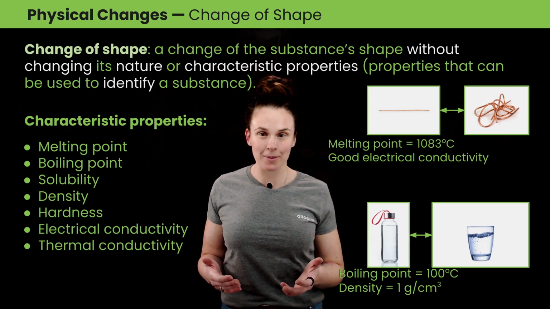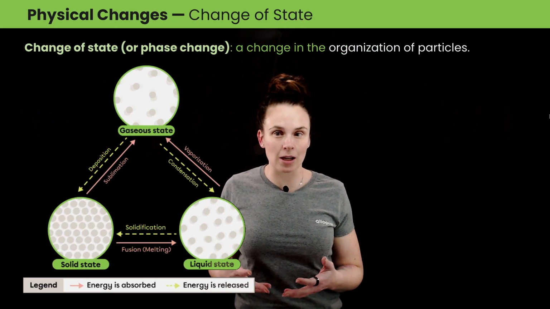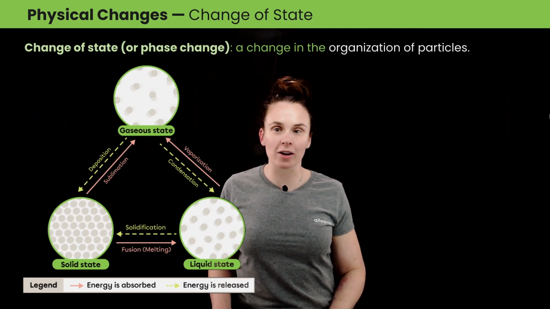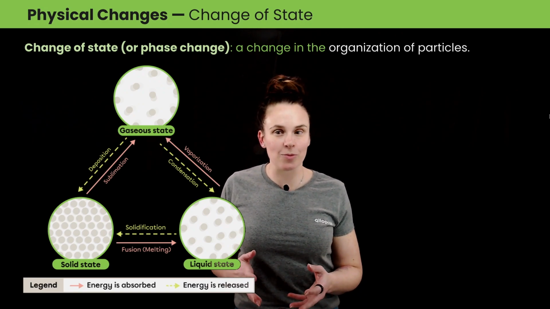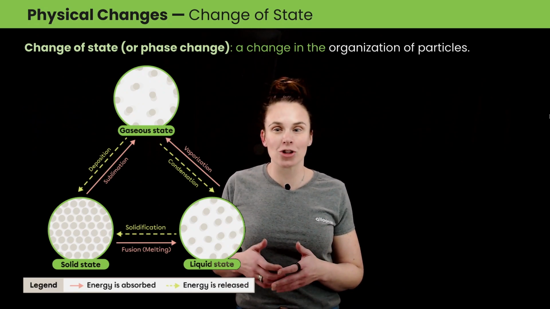It just changes shape. Our second physical change is change of state, or phase change. And that is a change in the organization of particles. So we have 3 states of matter: solid, liquid, and gas. And there are 6 phase changes.